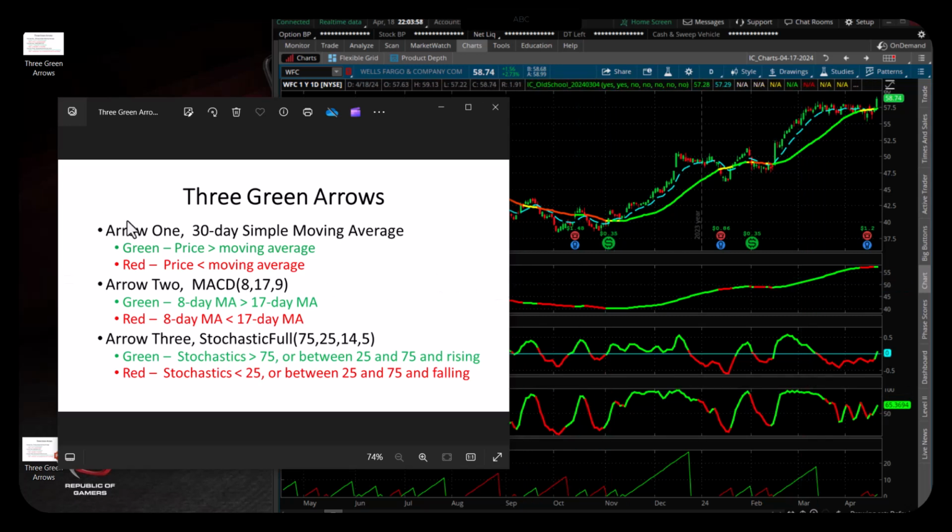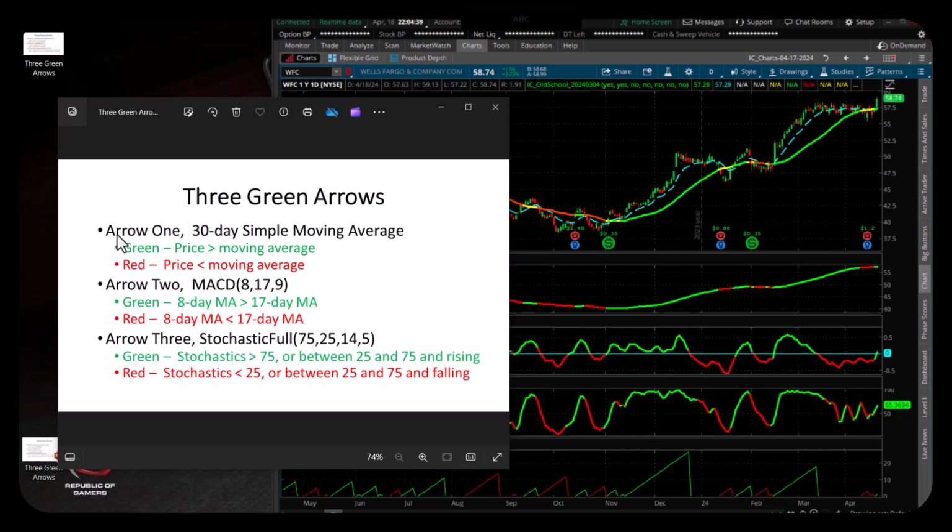I want to say that I'm not really a fan of binary strategies that say, hey, we got a green light, go for it, and we got a red light, sell it. In this particular case, the green arrow kind of fits into that category. I would never ever make a trading decision based on just one strategy.